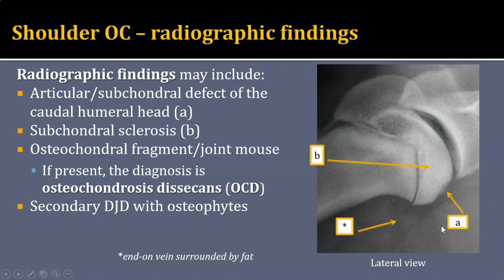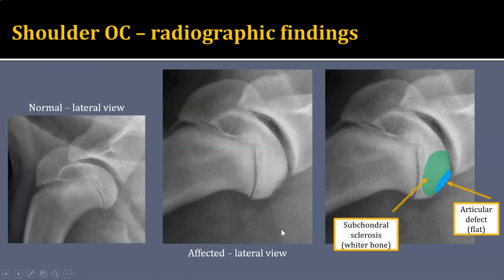The cartilage flap or chondral fragment that is oftentimes identified on arthroscopy is not going to be evident on radiographs, because remember that is soft tissue opacity and we're not going to be able to identify it until it actually mineralizes. I do want to point out a normal structure, which is this round soft tissue opacity that has fat opacity around it, and that is actually an end-on vein, probably the caudal humeral circumflex vein. We don't want to confuse that with an osteochondral fragment.